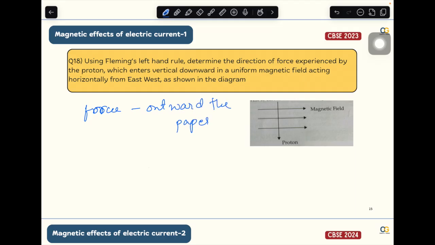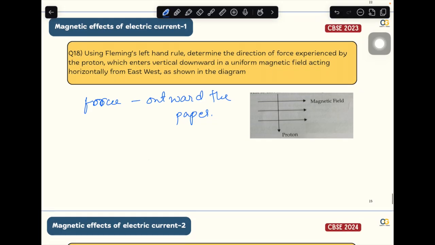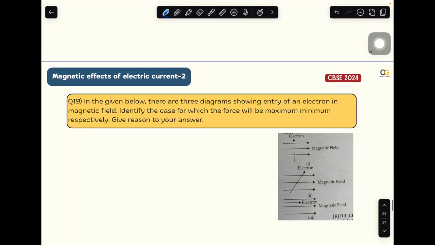That is how you determine. You just apply the rule as such. You have to figure out index finger is magnetic field, the proton will have positive current, so current is going downward. So my thumb is coming out, thumb gives the direction of force, so it is coming out of the paper. This is how you find. These are general 1 mark, 2 mark questions. If it comes for 3 marks, they'll ask you to state the law. Now coming to the next question.